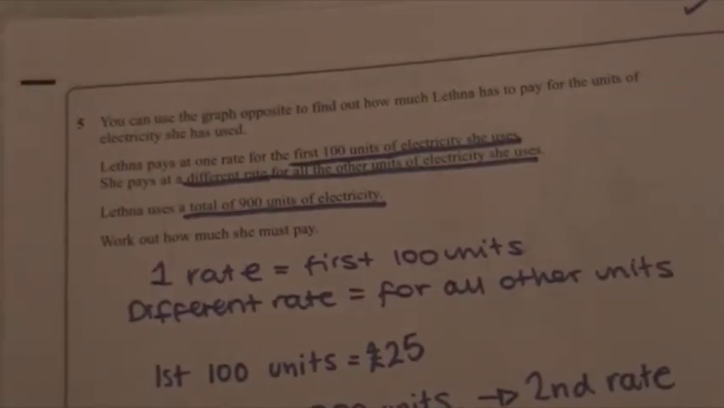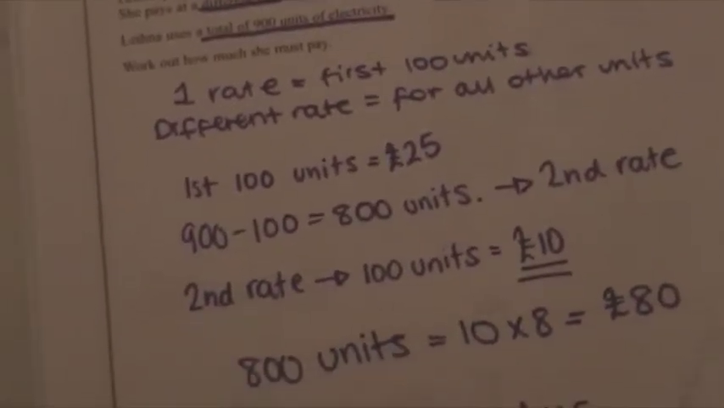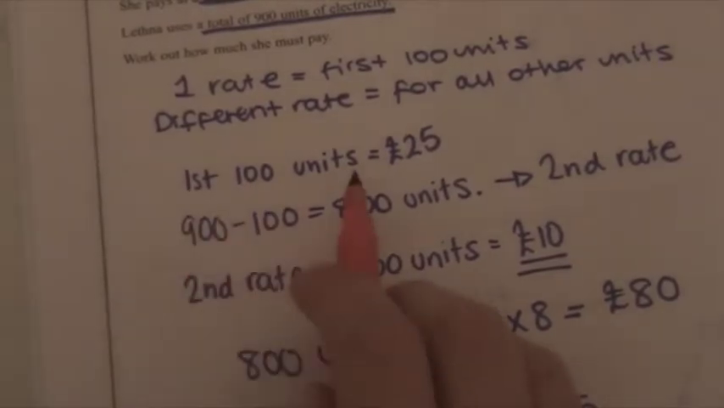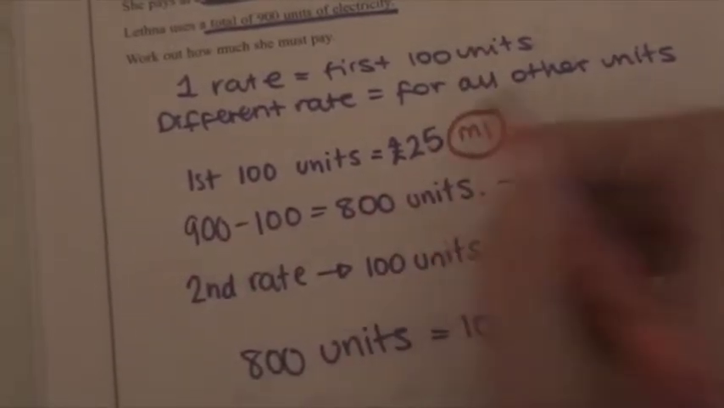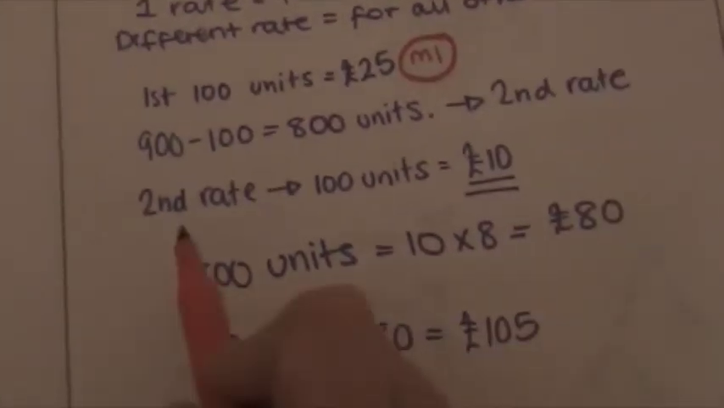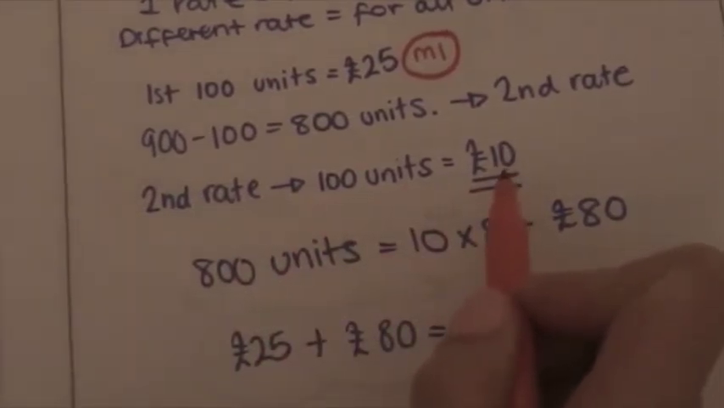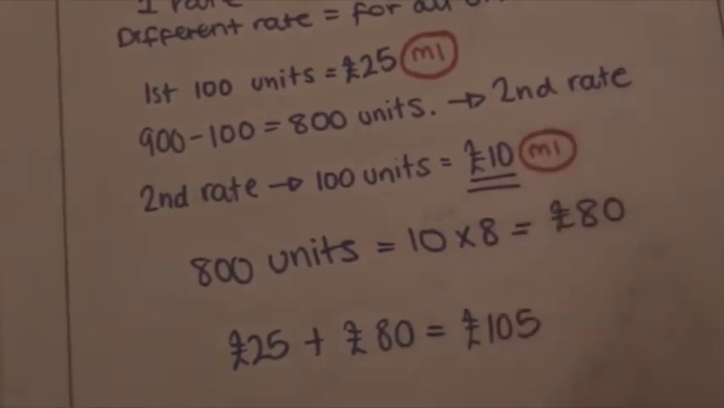Question 5, mark scheme. So this is a total of 3 marks overall. You get 1 method mark for correctly identifying, or a correct method for the first 100 units, or if £25 is seen, so if that's on the graph or for your workings. You get the second method mark for identifying the second rate. So whether that's £10 that's seen, or a correct method to find £10. So a mark for each rate of the electricity.